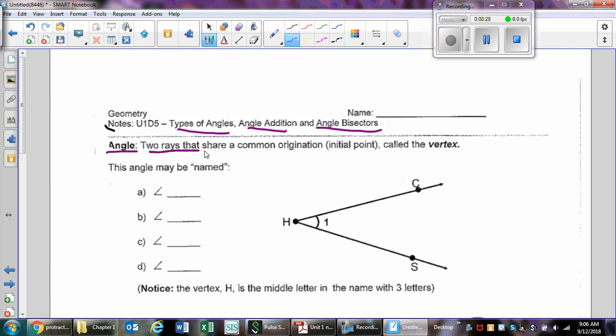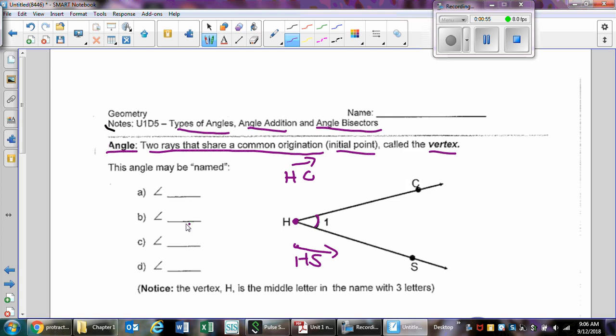An angle is two rays that share a common origin or initial point called a vertex. In this case I have ray HC, so HC is one of the rays, and then I have a ray HS, intersecting at point H. This is called the vertex, and it just created an angle.